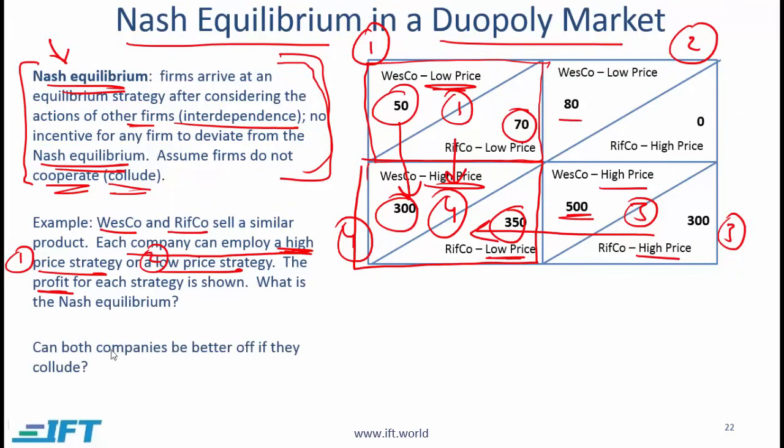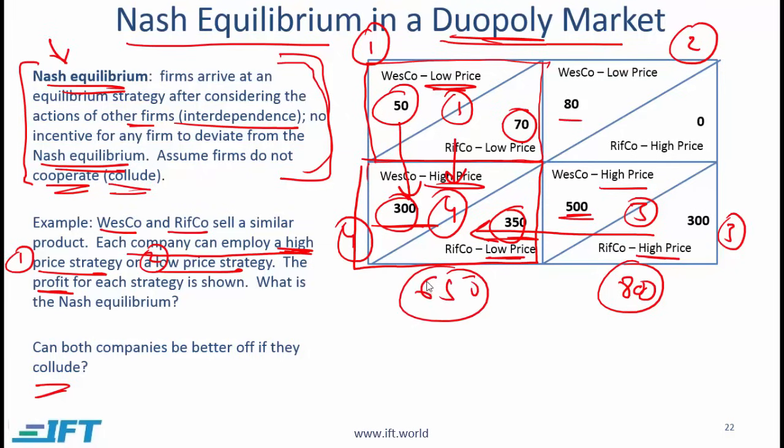The question now is, can both companies be better off if they collude? And the answer clearly seems to be yes, because if you look at the overall industry profit, and the industry here is characterized by these two companies, we have a duopoly, the overall industry profit of 800 is clearly maximum over here versus the next best scenario for the industry, which is 650 over here.